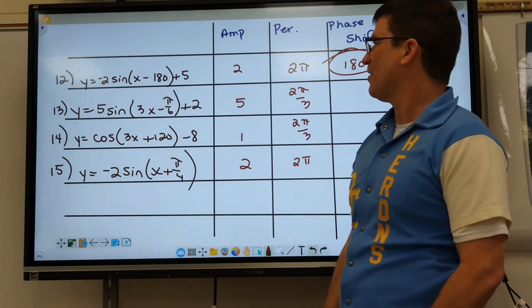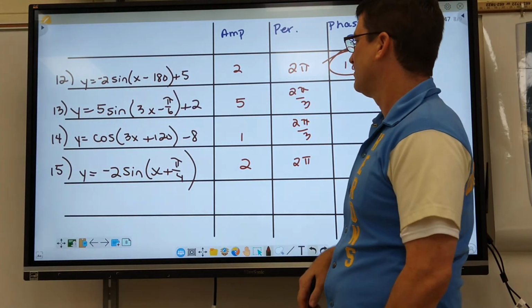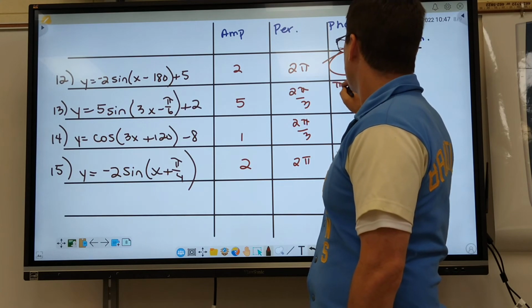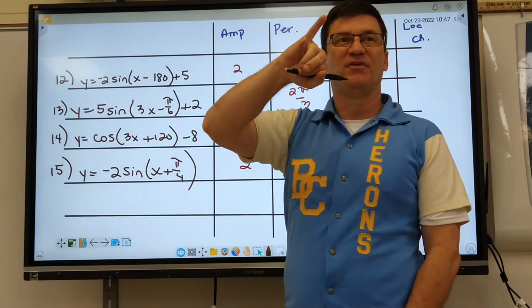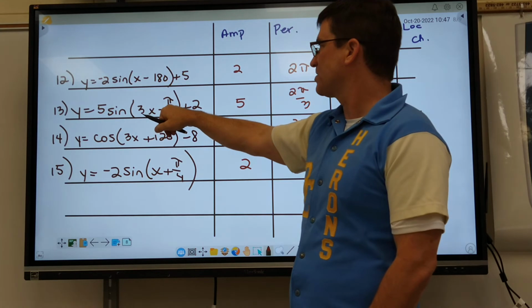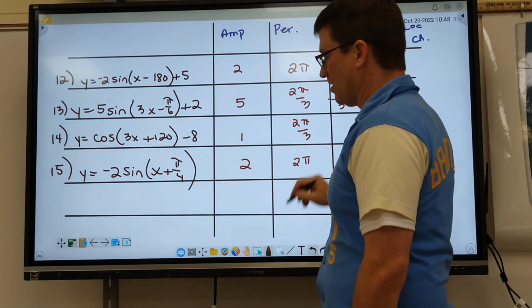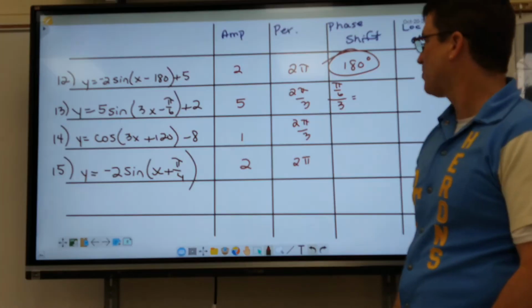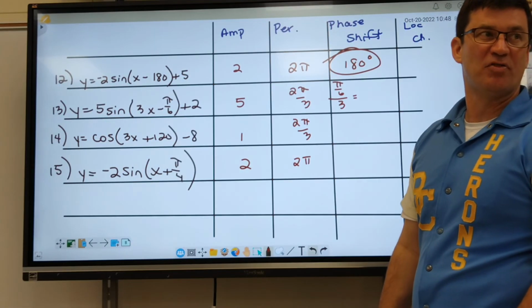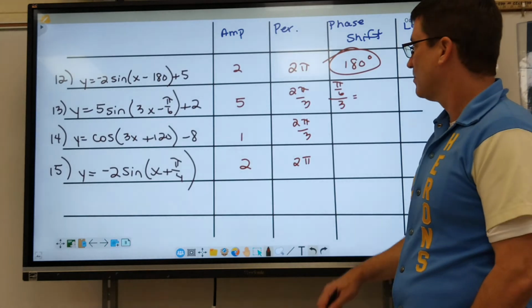How about 13? What goes on top? Negative pi over 6. Tricky. Got to flip the sign. Positive pi over 6 goes on top. What goes on bottom? 3. All right, somebody divide that and give me a number. Positive pi over 6 on top over 3. It's pi over 18.